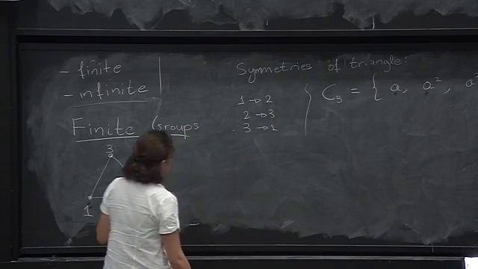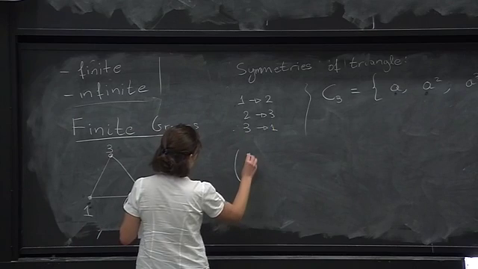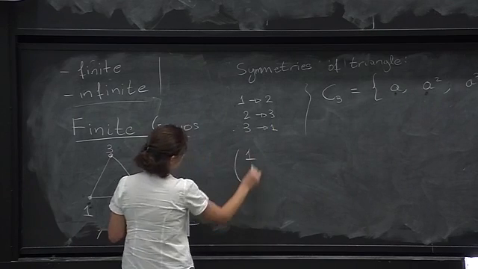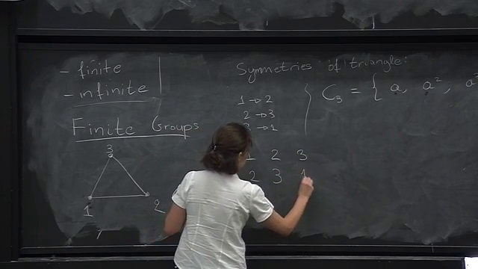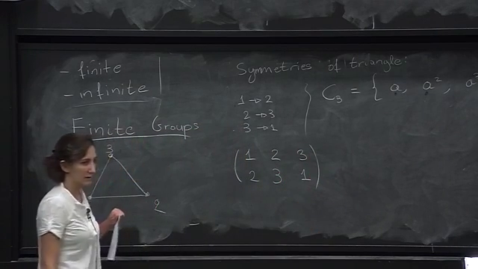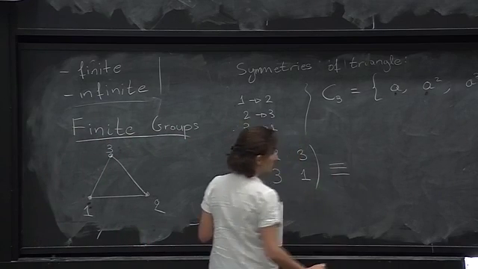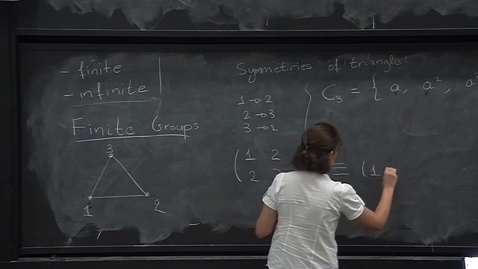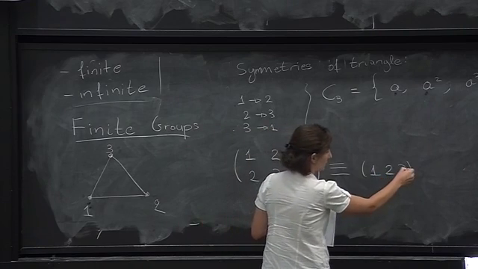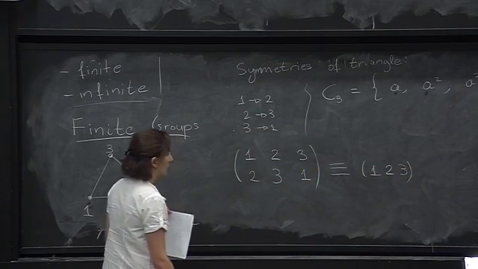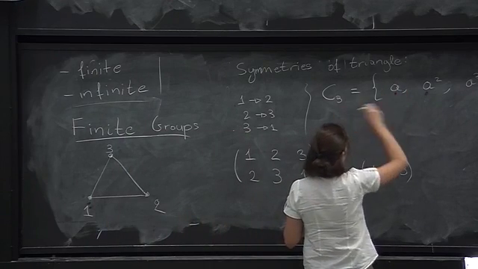To write this thing in a better way, I could write this element of the group as 1 going to 2, 2 going to 3, and 3 going to 1. This can also be written in this form, (1 2 3), which means that 1 goes to 2, 2 goes to 3, and 3 goes to 1. And this is equivalent to A in the cyclic group.